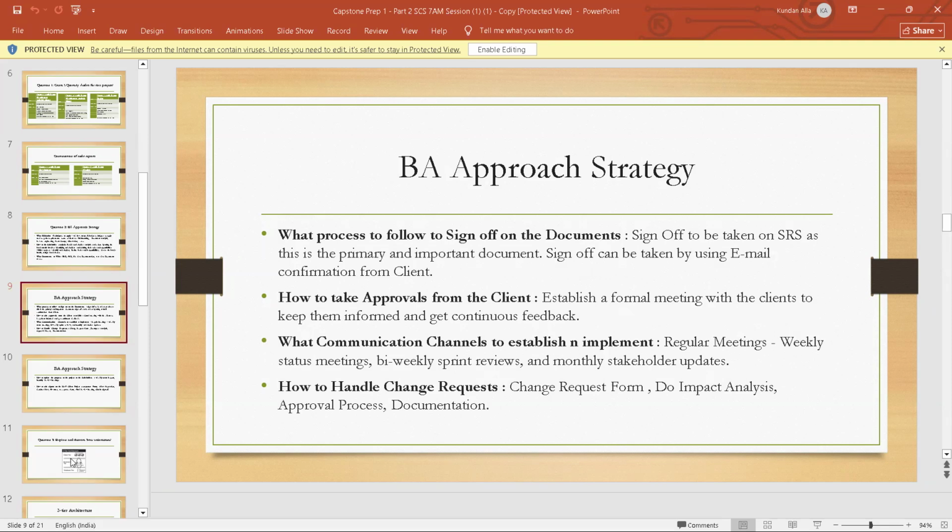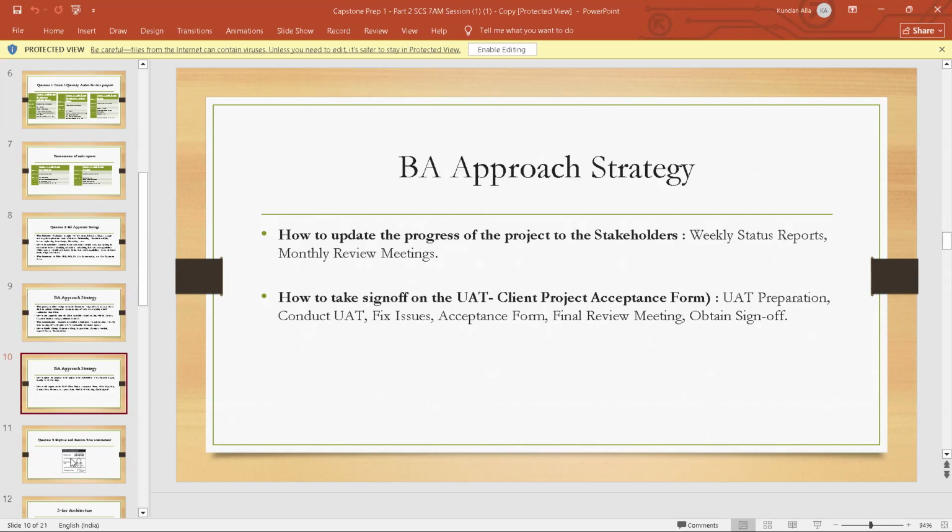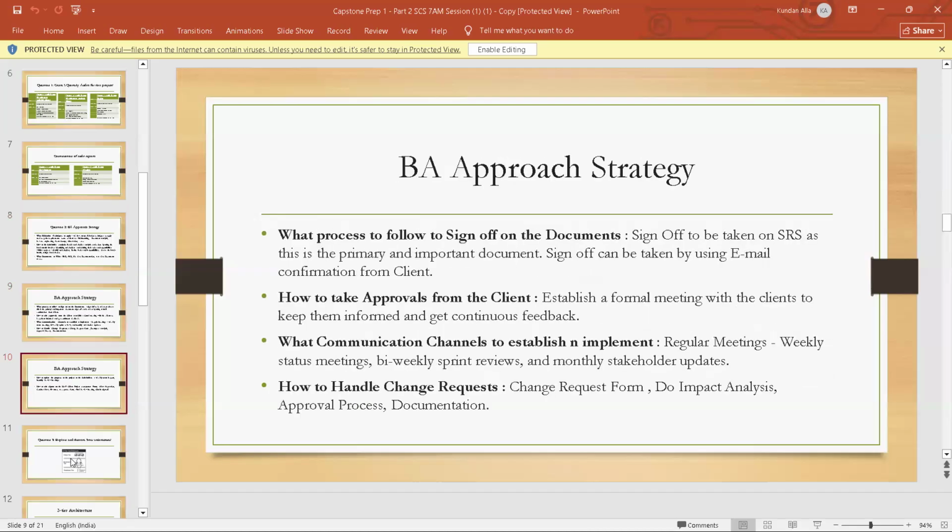So, what kind of communication channels will we be using in order to let the client know where our project is? How to handle the change request, how to update the progress, and how to take the sign off on the UAT. These are some of the strategies we have.